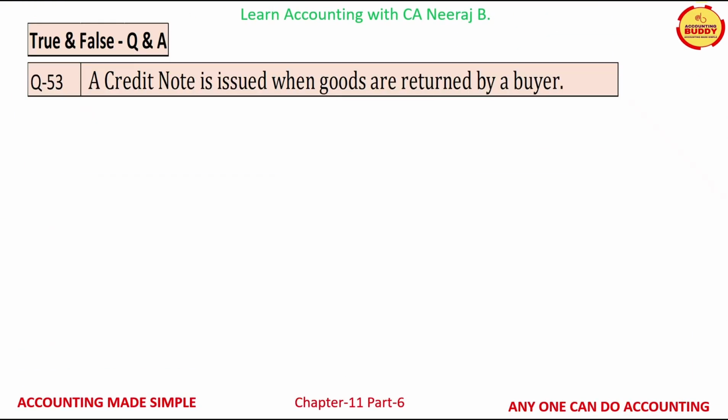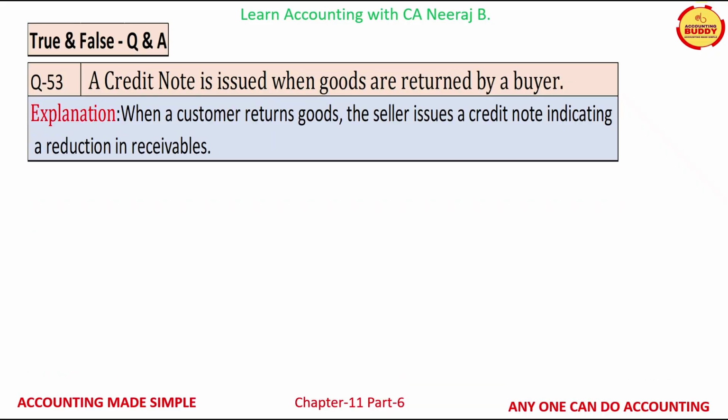Question number 53: a credit note is issued when goods are returned by a buyer. And the fact of the matter is, when a customer returns goods, the seller issues a credit note indicating a reduction in receivable. Therefore, it is a true statement.